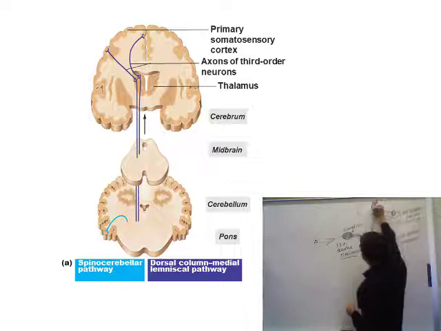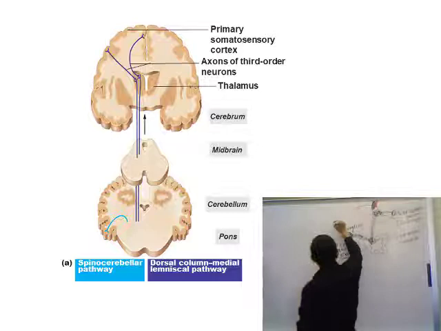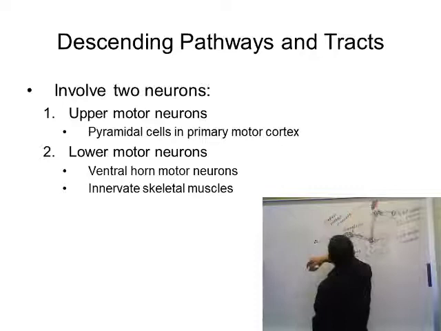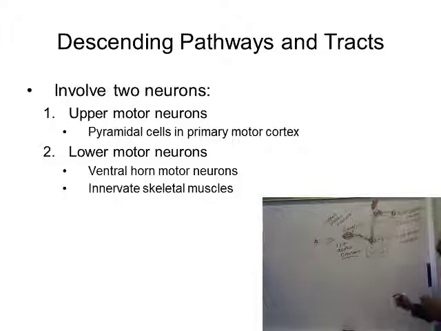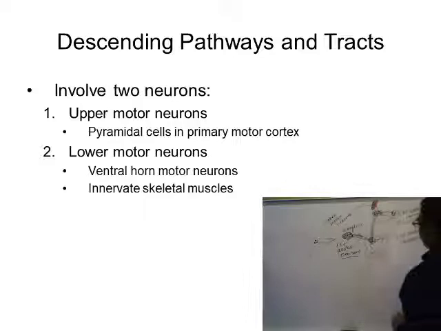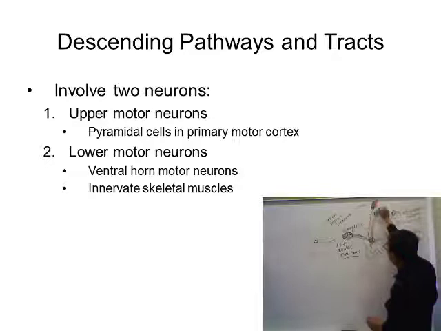Now, motor pathway is simple. These neurons in the brain are called upper motor neurons. Most of the upper motor neurons are where? In precentral gyrus, because this is the primary motor cortex. From there, the axons will take the signal to ventral horn motor neurons. You already know in the ventral horn, you have the motor neurons. The signal from the upper motor neurons will go to the ventral horn neurons. So these neurons are called the lower motor neurons.